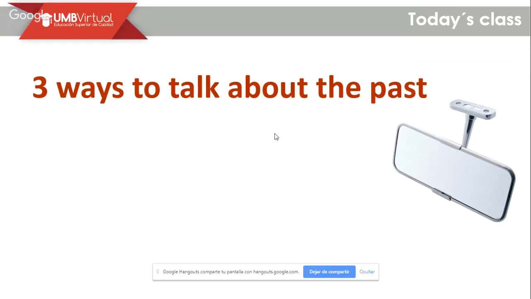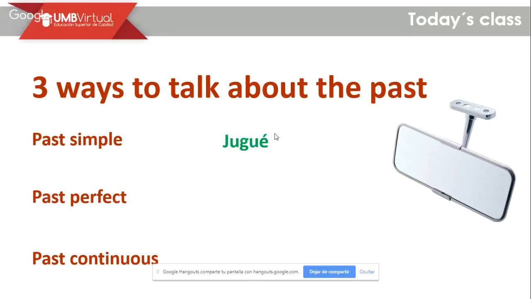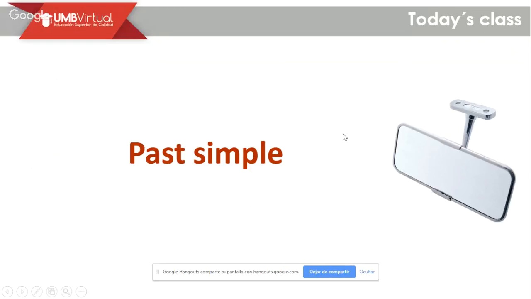So, in English, there are 3 ways to talk about the past. We got past simple, past perfect, and past continuous. Past simple corresponds to the Spanish jugué. Past perfect, había jugado, and the past continuous, estaba jugando. Okay. And today we're going to start with past simple. Jugué, comí, hablé, for example.